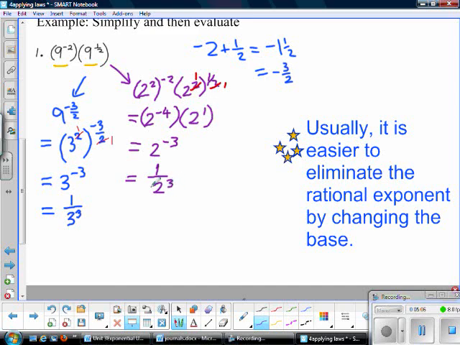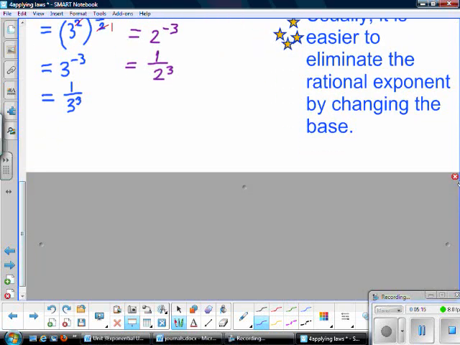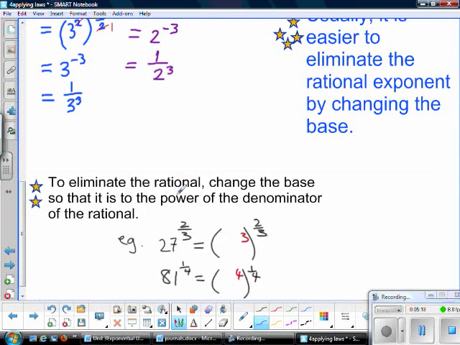As I said, the second method students usually like better because you don't have to deal with the adding and subtracting of fractions. So let's take a closer look at some of this. To eliminate the rational, what we do is we change the base so that it is the power of the denominator of the rational. So you can see here, for instance, and I'm going to in a second erase. Now, sorry, you already saw what the answer was if you paid really close attention. But what I have is 27 to the power of 2/3.